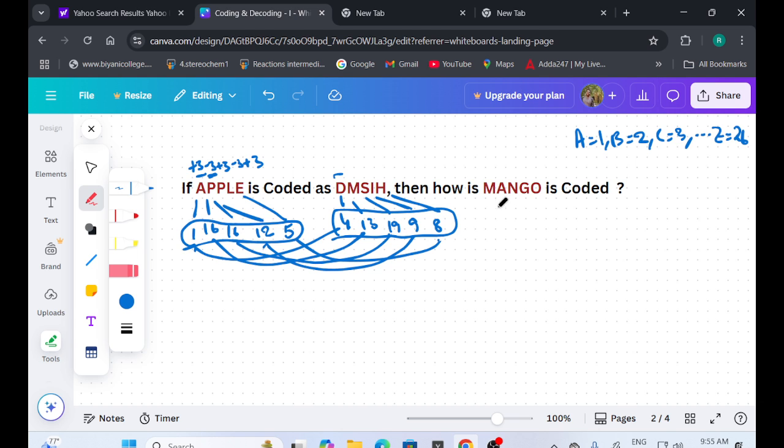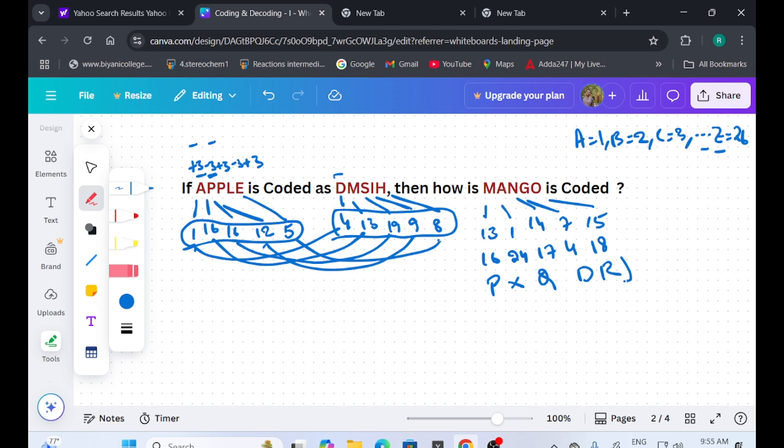Now what I will do here is, mango is 13, this is 1, this is 14, this is 7, and this is 15. What I want is the plus 3 minus 3 pattern. So plus 3 is 16. Now 1 minus 3, a minus 3, it will go back to z, y and x, right? So this will be 24, which is x basically. Now plus 3 is 17, minus 3 is 4, and plus 3 is 18. So p, x, q, d, and r. So this is my answer according to the pattern.